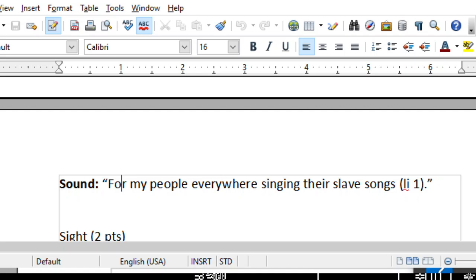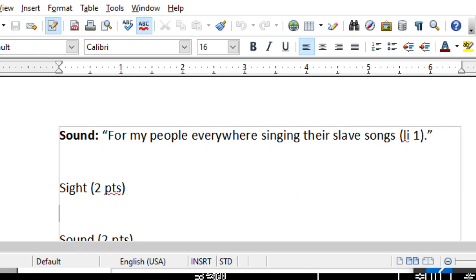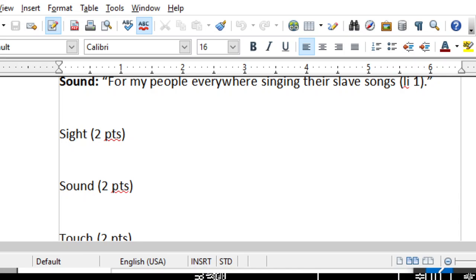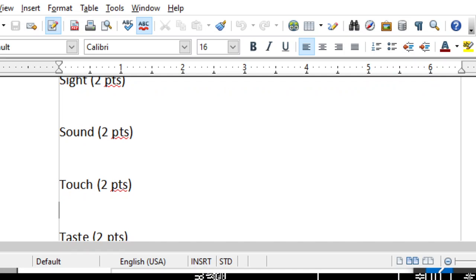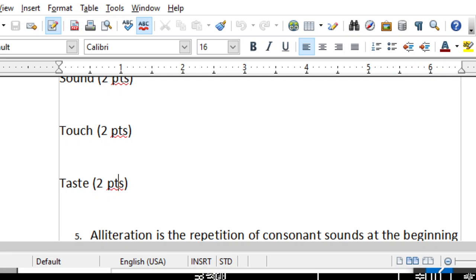So that's what you need to do for sight. What line in the poem, where Margaret Walker wrote it in such a way that you can actually see it? Sound, find a line in the poem where she wrote it in such a way that you can hear it, that you can imagine hearing it. Touch, find a line in the poem where she described it in such a way that you know how it would feel if you touched it. And then taste.